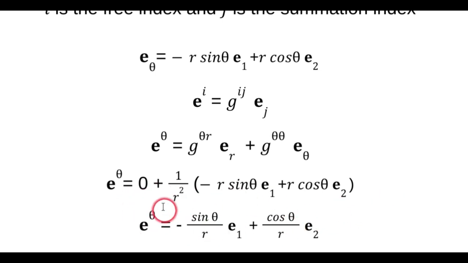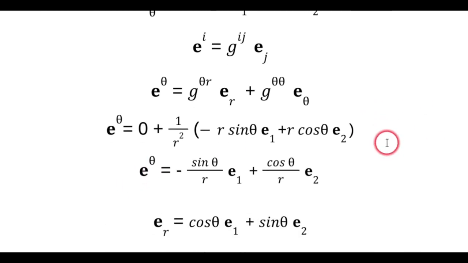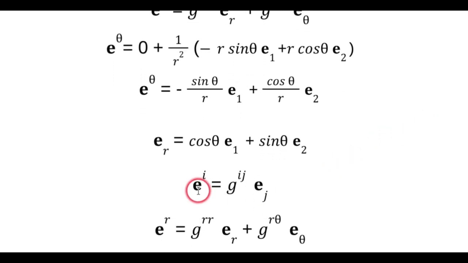So this is the contravariant E theta basis vector. Now let's do E R. So here's what E covariant was. We do the exact same trick, right? This time the free index i is R, so we've got an R here, an R there, and an R there.